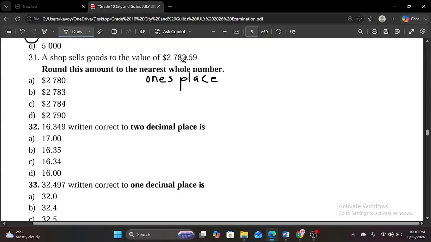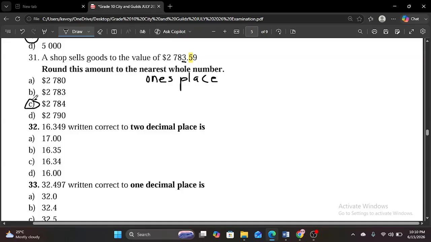So the digit in the ones place is going to be your 3. So the digit beside it now, that digit beside the 3 is going to be 5. So that digit is 5. And if it is 5 or greater, we round up. So your answer now is going to be equal to 2,784 because you have to round up. So that's going to be C.